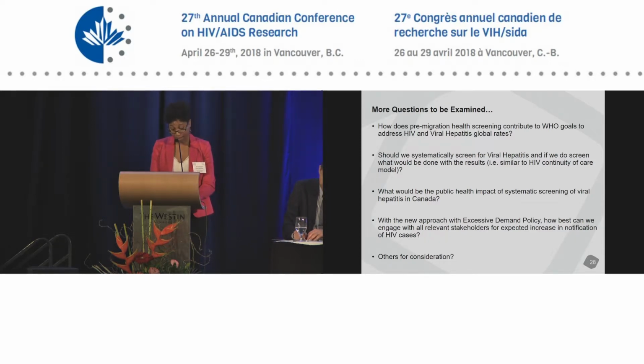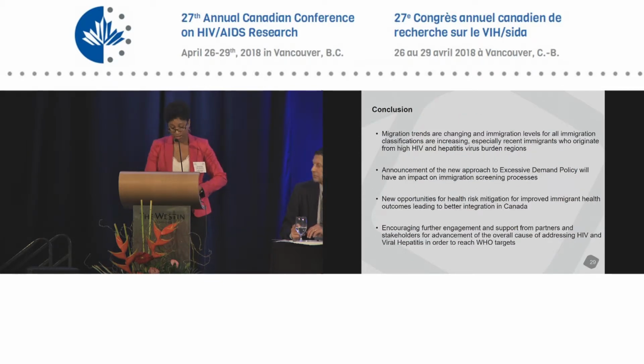What would be the public health impact of systematic screening of viral hepatitis in Canada? Additionally, with the new approach with the excessive demand policy, how best can we engage with all relevant stakeholders and partners for expected increase in notification of HIV cases and viral hepatitis for that matter? And again, if there's any ways for us to improve the current cascade of care when it relates to the current HIV model that we're using. So these are just several questions, but obviously there's other considerations that could be taken into account.